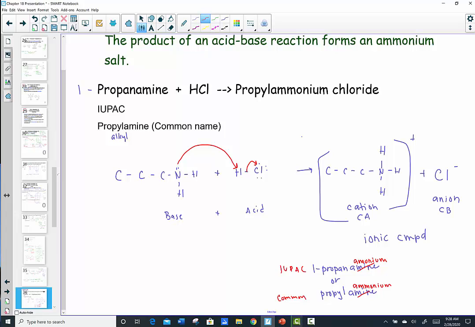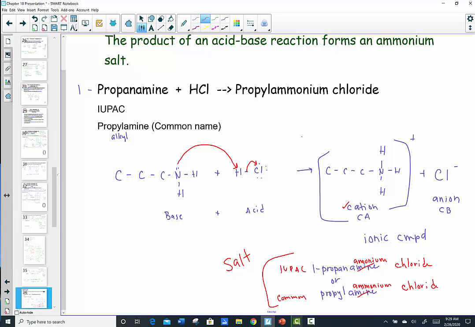So I've just named this cation as 1 propane ammonium or propylammonium. And if I wanted to include its last name for the salt, it would be chloride. The name of my salt that formed from the neutralization of my acid and base would be called 1 propane ammonium chloride for its IUPAC name, or propylammonium chloride for its common name, because our common name is acceptable with primary amines that are located at the terminal end of the chain.